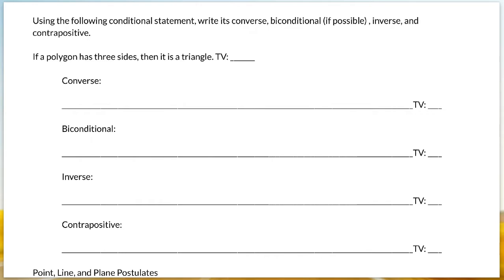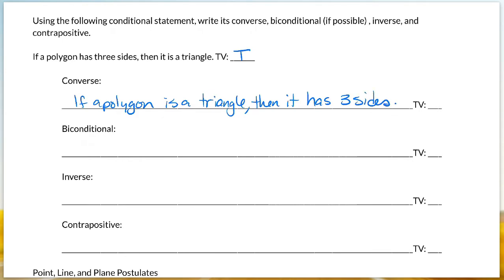So we have a phrase, if a polygon has 3 sides, then it is a triangle. If we have a polygon and it has 3 sides, that is a triangle. That is true, so the truth value is true. The converse would be if a polygon is a triangle, then it has 3 sides. So just switching the order, but again, we're going to keep the noun at the front of the statement so it makes more sense. The polygon is a triangle, then it has 3 sides is true.